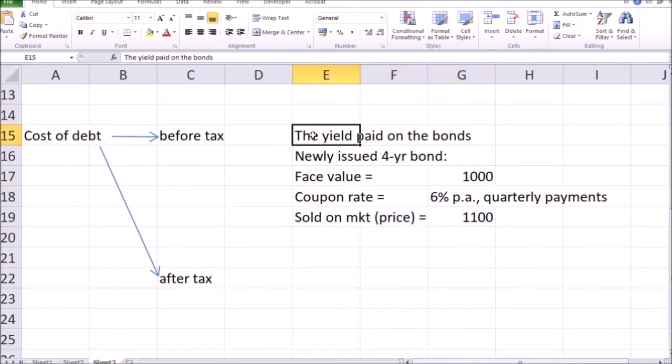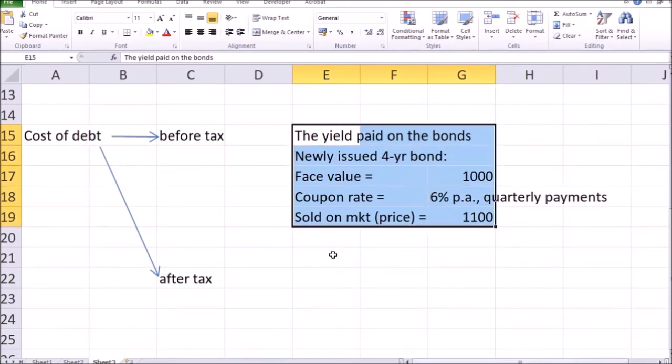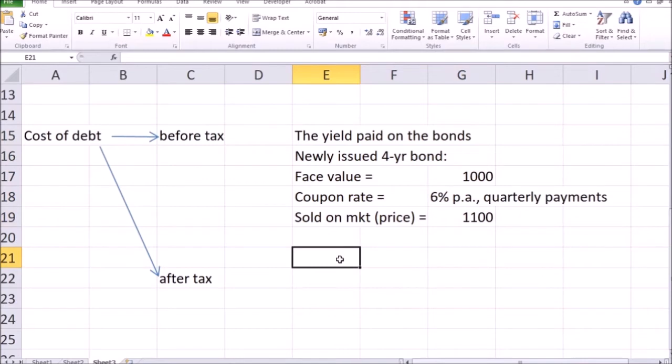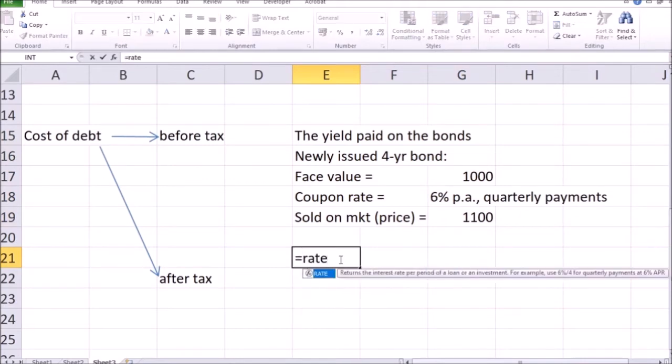To calculate the actual yield per year that the company will generate for bondholders, we can use a simple formula in Excel. Just hit equals RATE and open the brackets. You see all the hints that the computer gives you. The NPER is the number of periods. The computer doesn't understand if the things are quarterly, monthly, annual, or whatever.